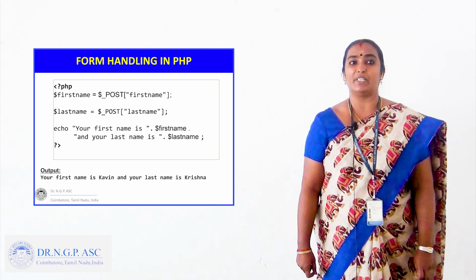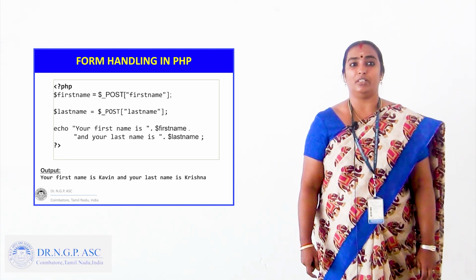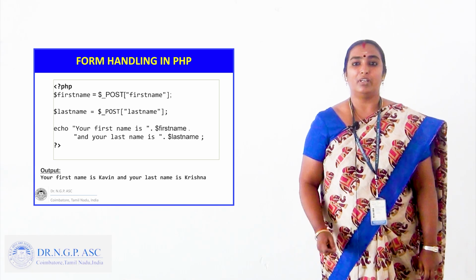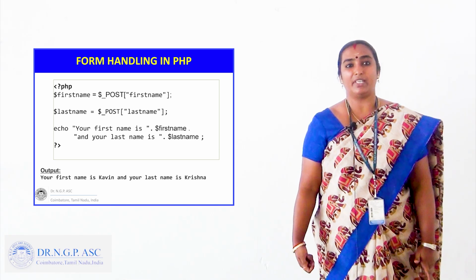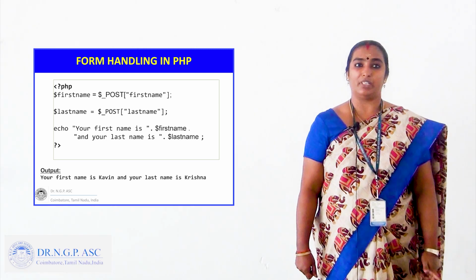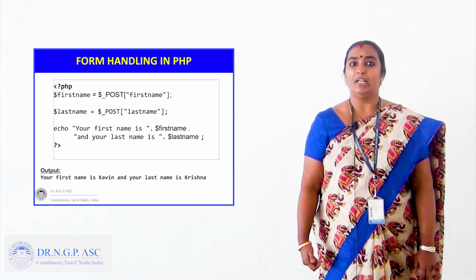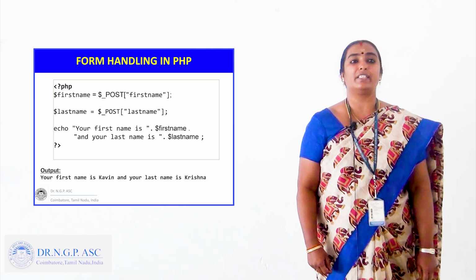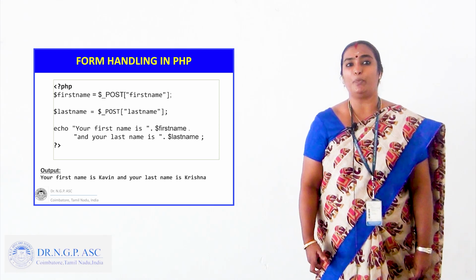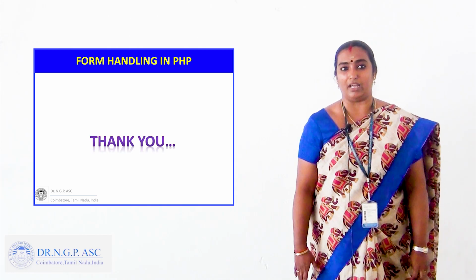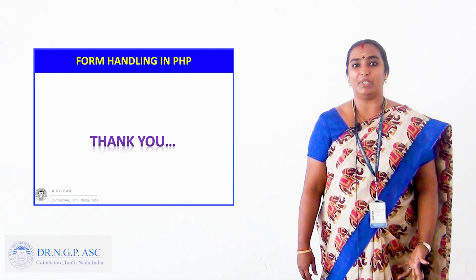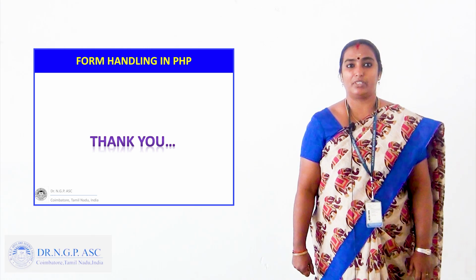Here is the PHP code for that particular form. $firstname is a variable and $_POST is the superglobal variable to get the data from the server. First name and last name work the same way with the post method, and last name is also a variable we can create in the form. Next, the echo statement can be used to print the particular data. Here is the example: your first name is Kavin and your last name is Krishna. Thank you.